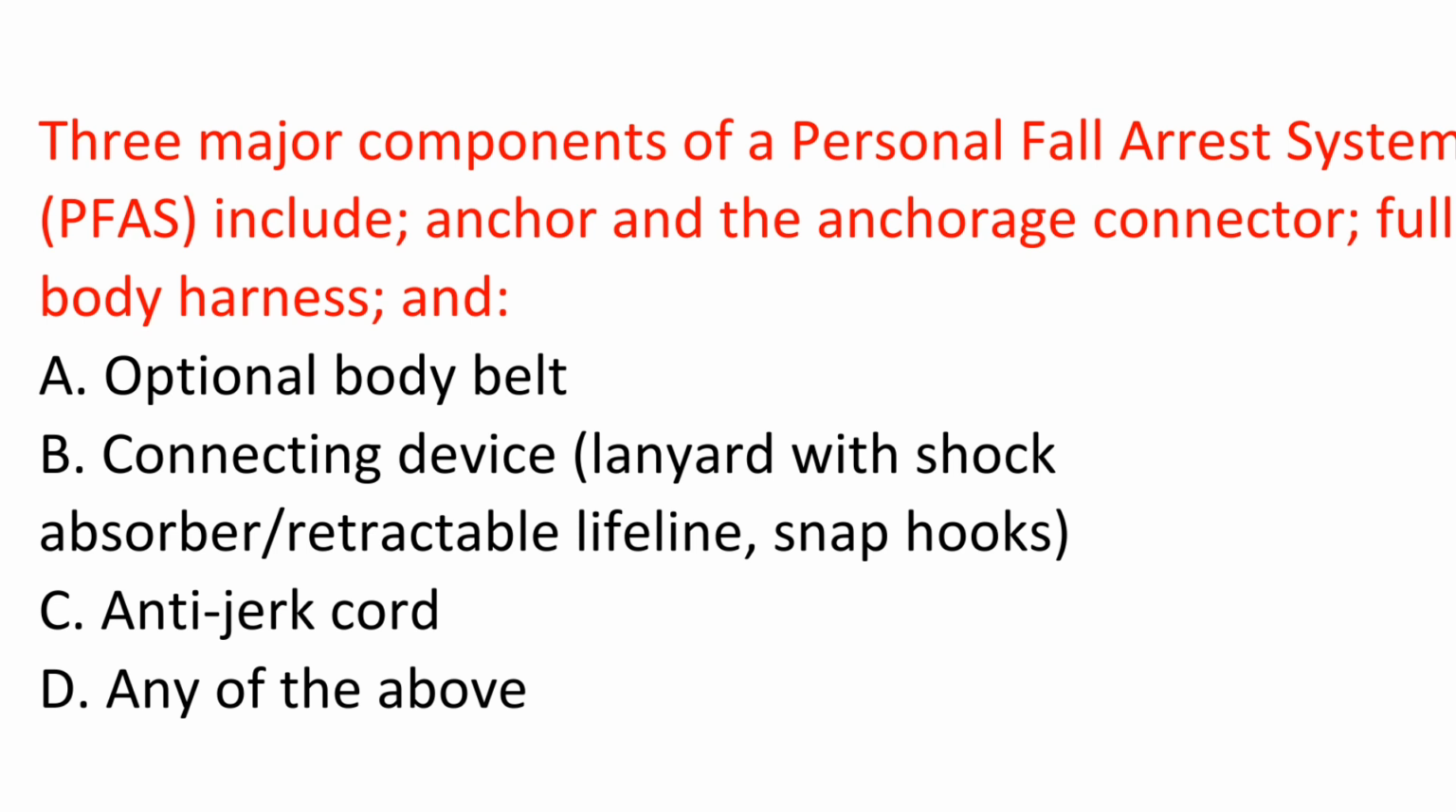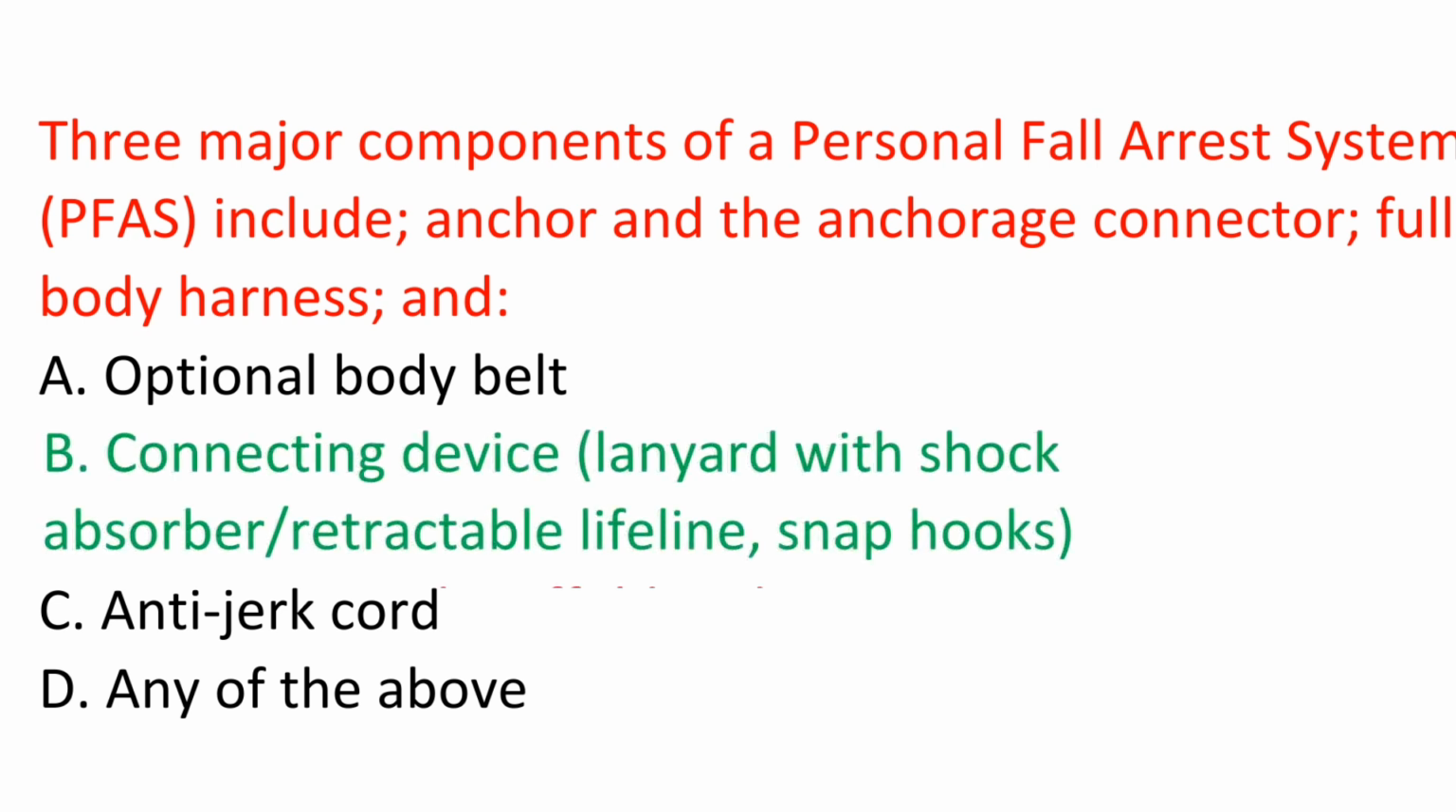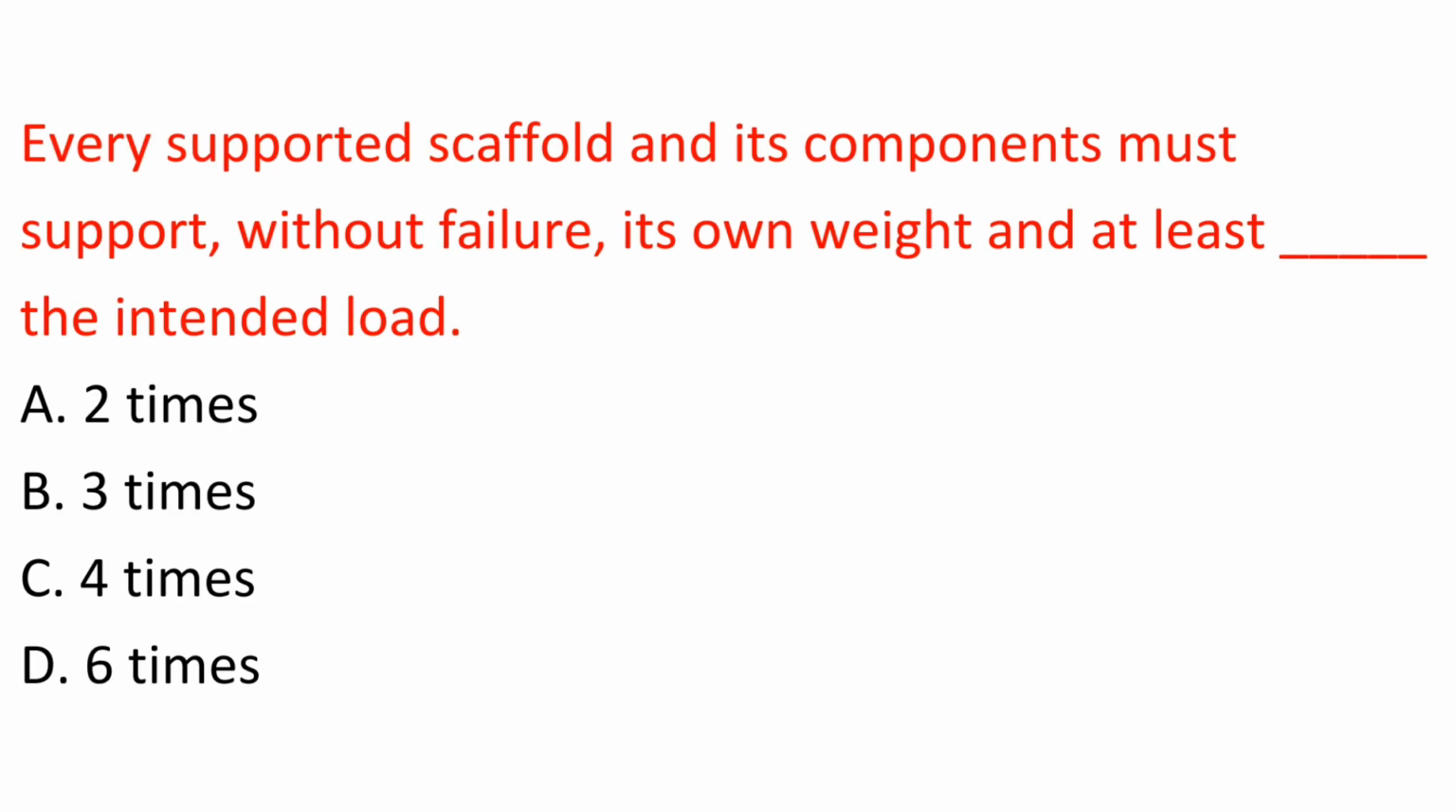Question. Three major components of a personal fall arrest system, PFAS, include anchor and the anchorage connector, full body harness, and: A. Optional body belt. B. Connecting device, lanyard with shock absorber, retractable lifeline, snap hooks. C. Anti-jerk cord. D. Any of the above. Answer. B. Connecting device, lanyard with shock absorber, retractable lifeline, snap hooks.